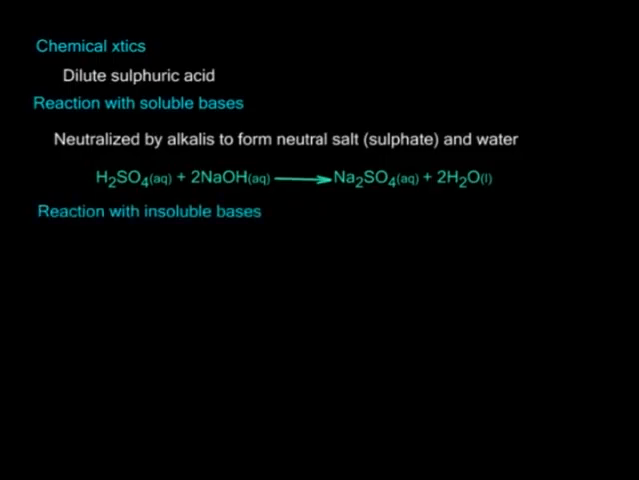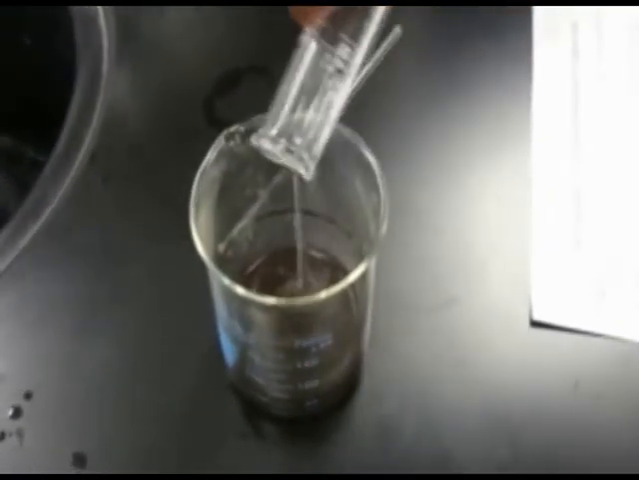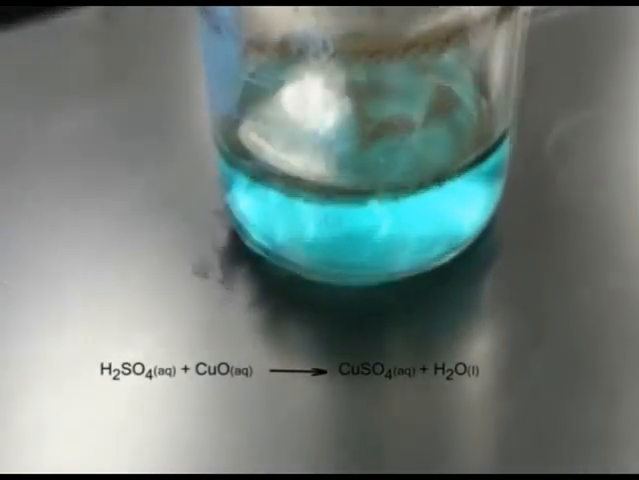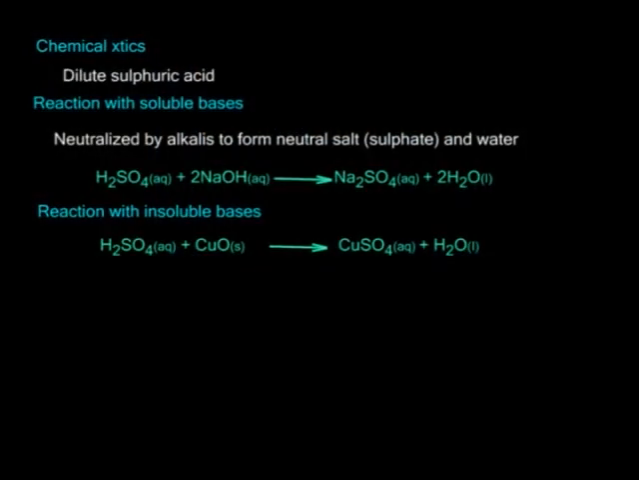Reaction with insoluble bases. When copper(II) oxide, which is black in color, is mixed with dilute sulfuric acid, it dissolves, forming a blue solution of copper(II) sulfate. This is also a neutralization reaction in which a salt and water are formed.